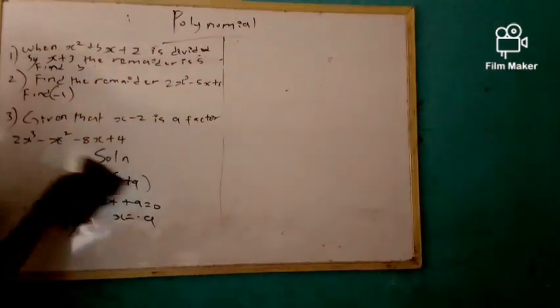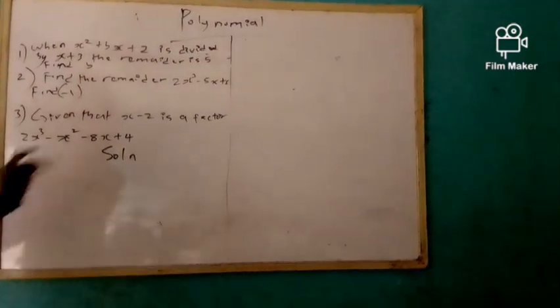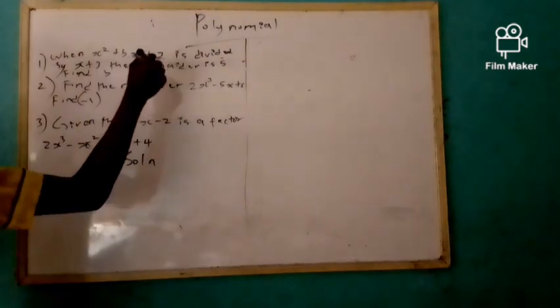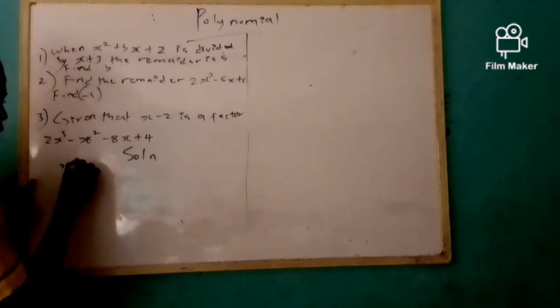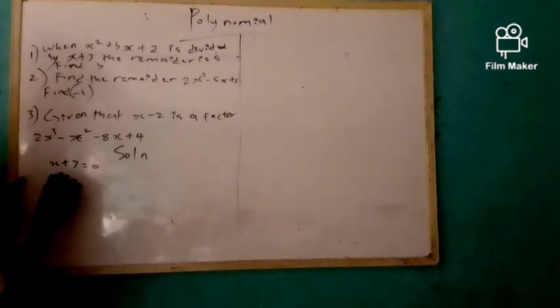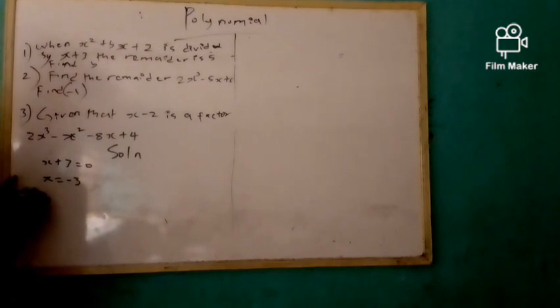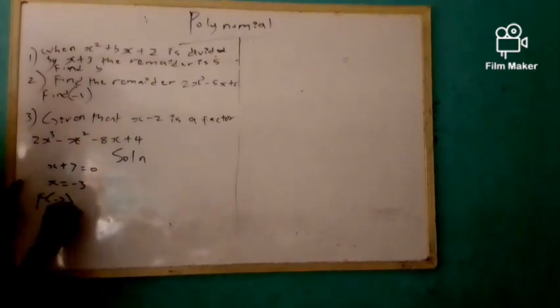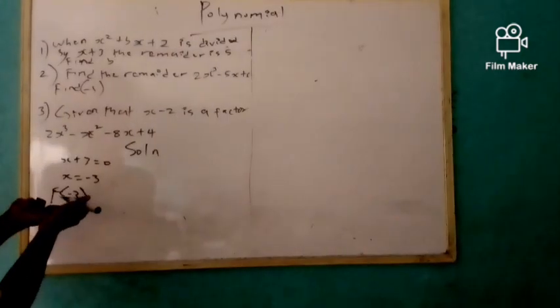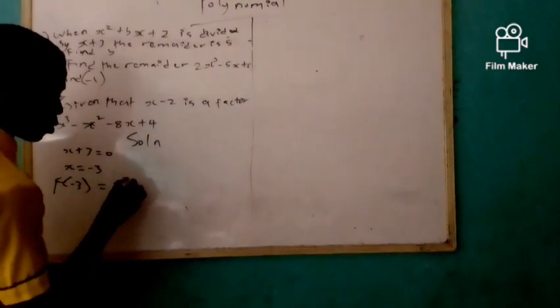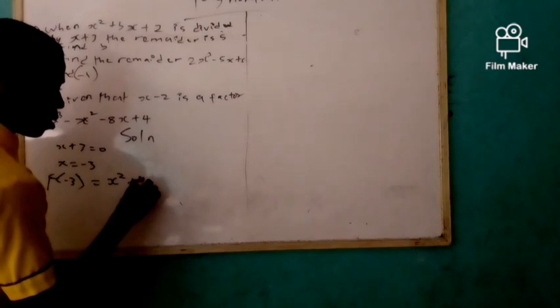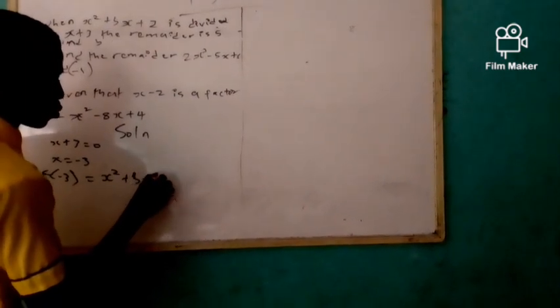So let's look at this question together. I said x squared plus bx plus 2 is divided by x plus 3. According to that, this is the divisor. So I will say x plus 3 is equal to 0, then x is equal to minus 3. Then our remainder will be f(-3). So if I input x as minus 3 into this equation, I will have x squared plus bx plus 2.